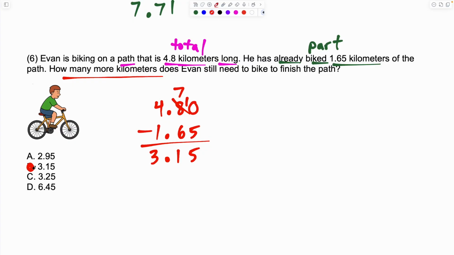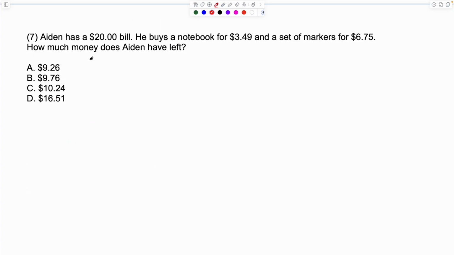So choice B. Question 7. Aiden has a $20 bill. He buys a notebook for $3.49 and a set of markers for $6.75. How much money does Aiden have left? So for this one, let's find out how much money Aiden is spending in total first. So he's buying a notebook for $3.49 and a set of markers for $6.75. So we're going to add those two numbers together.